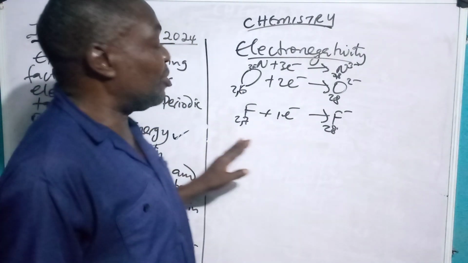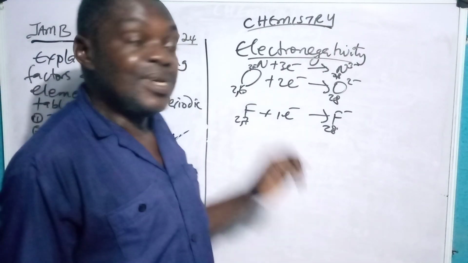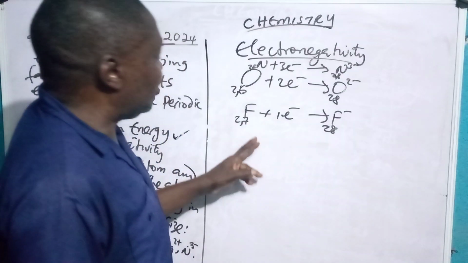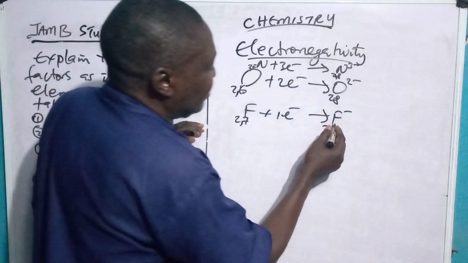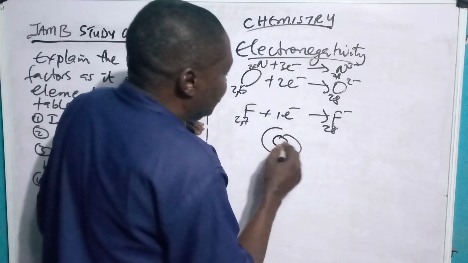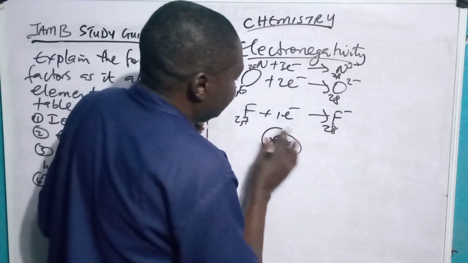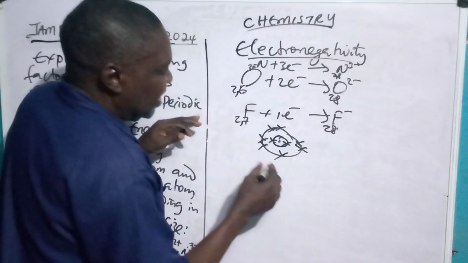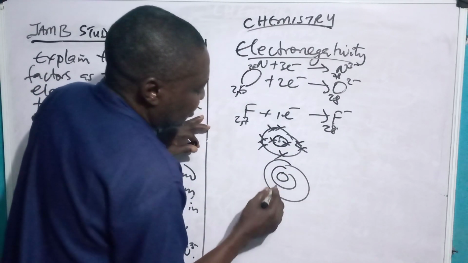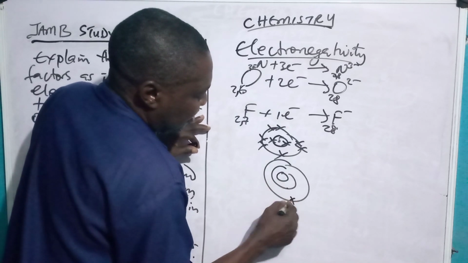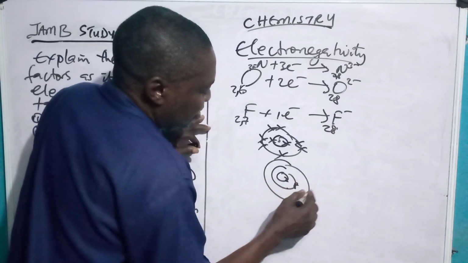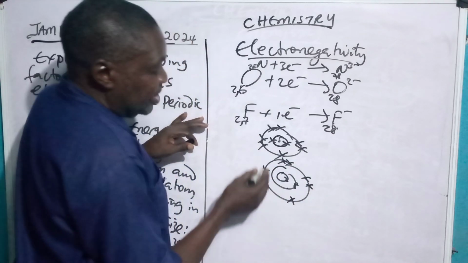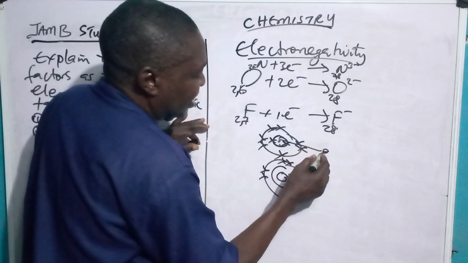Now, we have talked about moving from left to right. Everything is from left to right, never from right to left. And remember, anything that increases from left to right does the opposite going down. So let's look at what happens as it moves down. For example, we have seen fluorine. We said fluorine has only two shells. Let's go to chlorine. Chlorine has 3 shells. This one is 2, 8, 7. This one has only 2 shells. It can easily pull electrons and seize them.